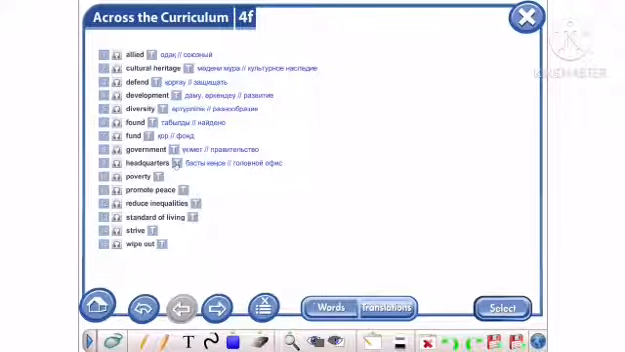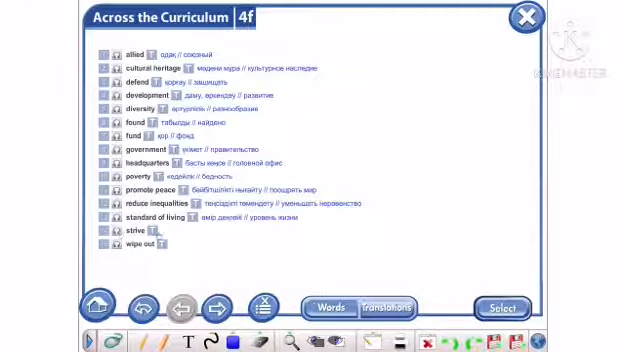Headquarters. Poverty. Promote peace. Reduce inequalities. Standard of living. Strive. Wipe out.